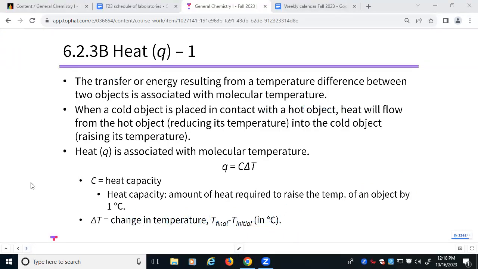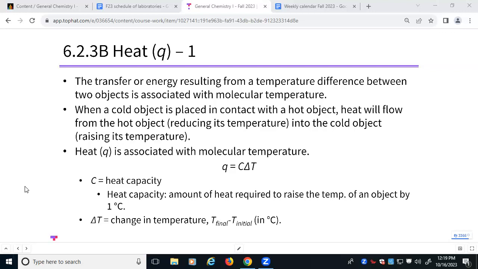The second kind of energy is called heat. Now, heat is a consequence of the transfer of energy. And we will find that energy is always transferred from the hot object to the cold object. So if I have two objects that are at different temperatures, heat is going to tell us which direction the energy is going to flow, and temperature is going to help us to predict what that relationship looks like.